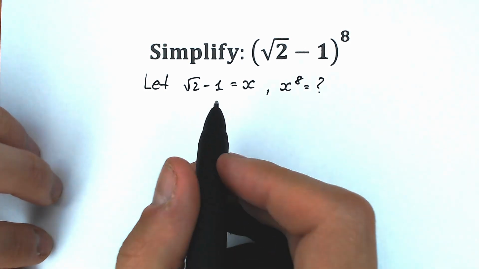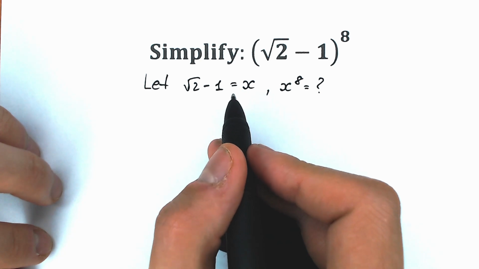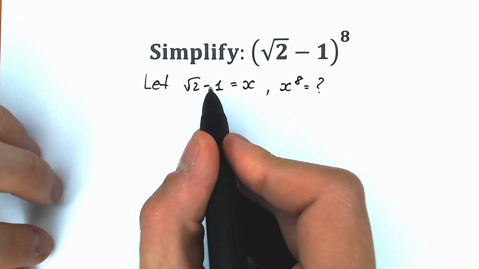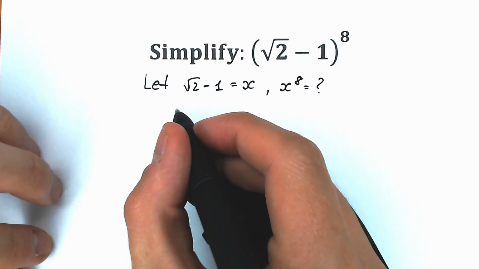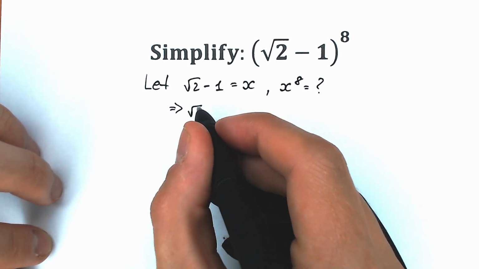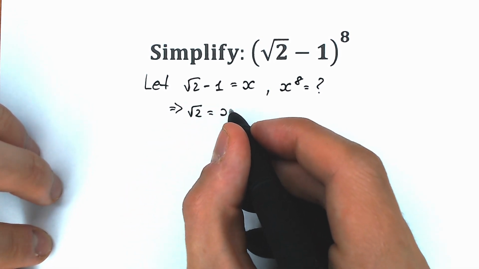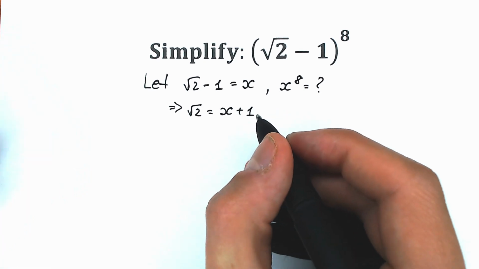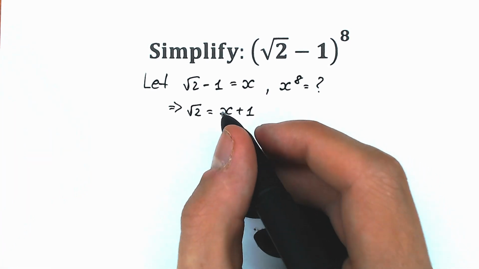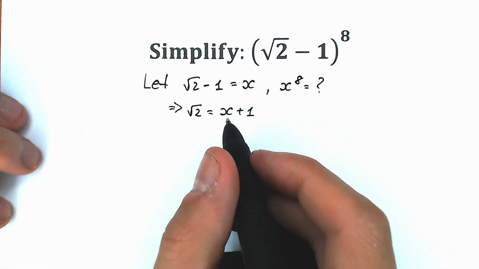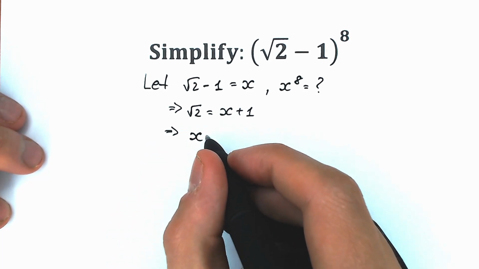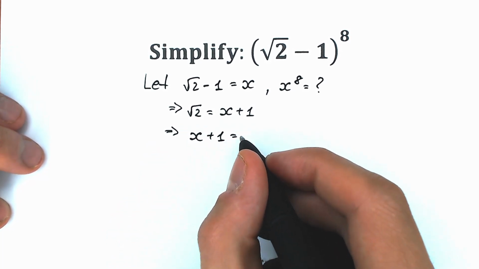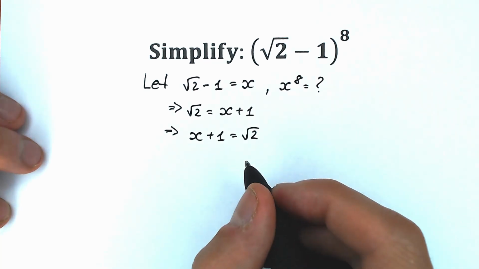Right now, we know that square root of 2 minus 1 equals x. So let's bring this minus 1 from the left side to the right side. As a result, we have square root of 2 equals x plus 1. Okay, and now let's change position because we prefer our variables on the left side. As a result, we have x plus 1 on the left side, equal to square root of 2.